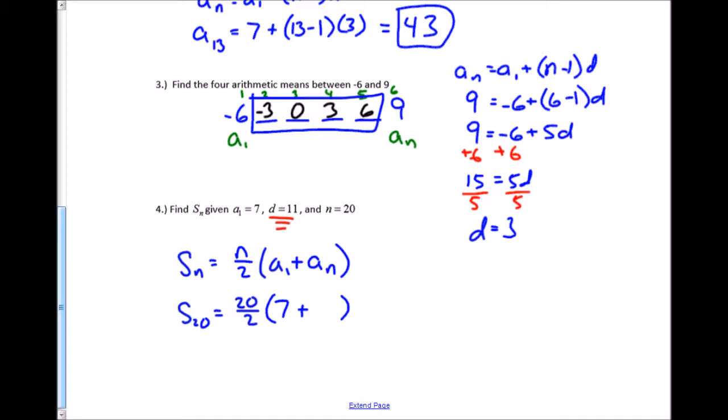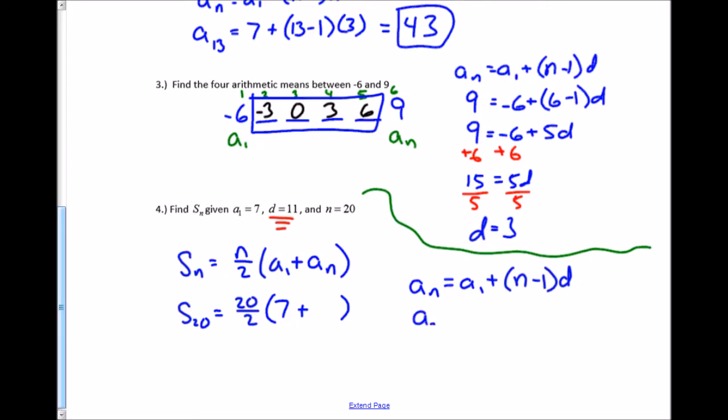But I do have a d value, which means I have to use my other arithmetic formula. I have to use the a sub n equals a sub 1 plus n minus 1 times d. And I have to find that a sub n value. So I'm looking for a sub 20 this time. A sub 1 is the 7. N once again is the 20. D, it was given to me before. I didn't need it before, and now I do, is the 11.